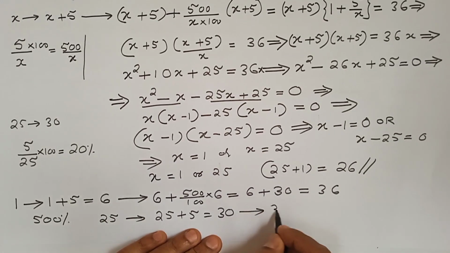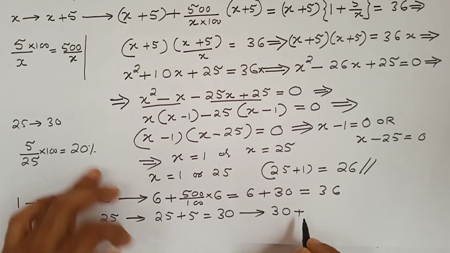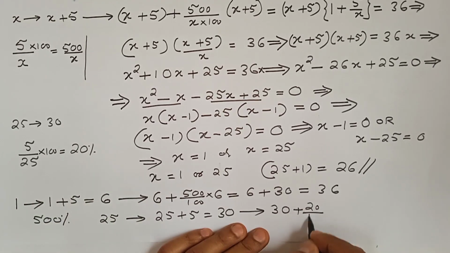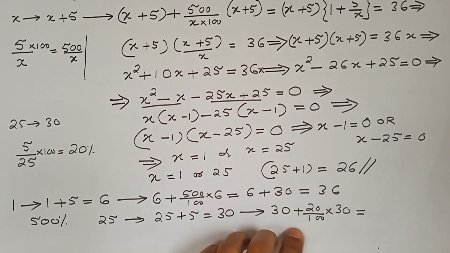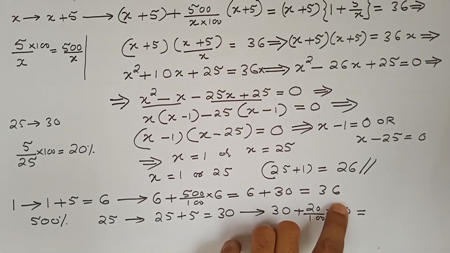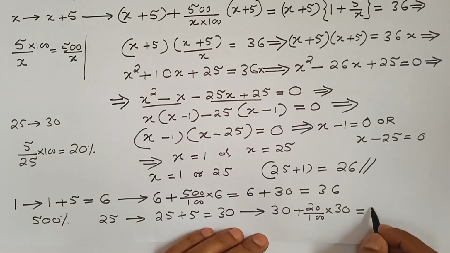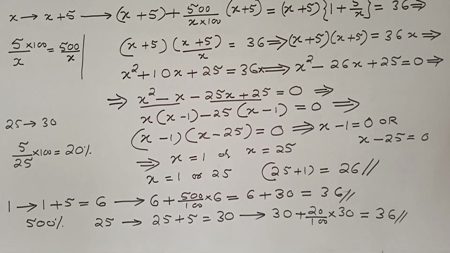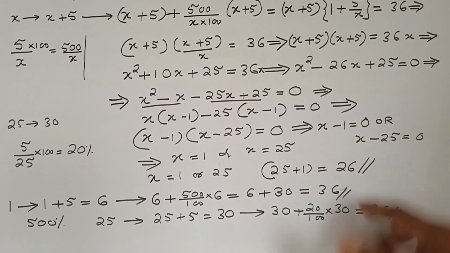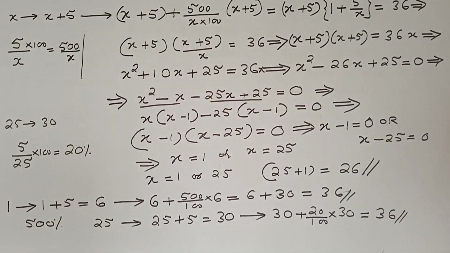So 30 is to be increased by so much percentage. 20 by 100 into 30. You simplify this, you will get this as 6. So 30 plus 6, 36. See, there are two numbers. When you do the same operation, they lead to the same number. That's the gist of the data given in the problem.